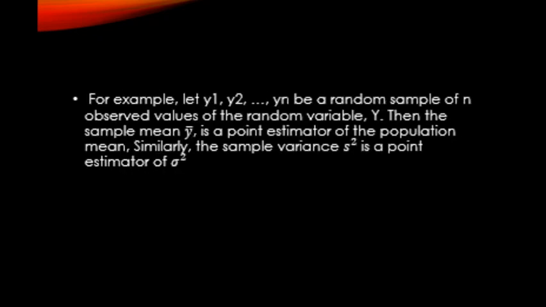Here's an example. Let's say we have a random sample of n values, y1 through yn, for a variable y. Then the sample mean y bar is a point estimator of the population mean mu. The sample variance S squared is a point estimator of the population variance sigma squared. So it's kind of intuitive.